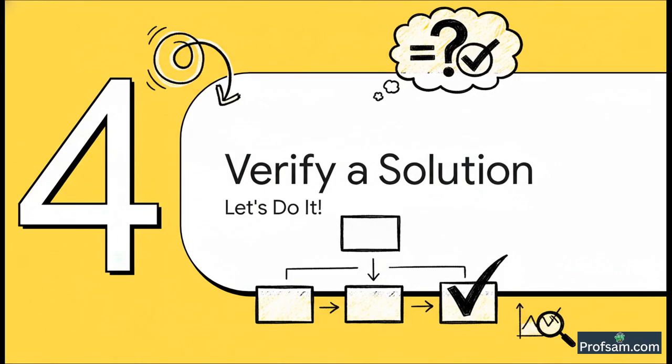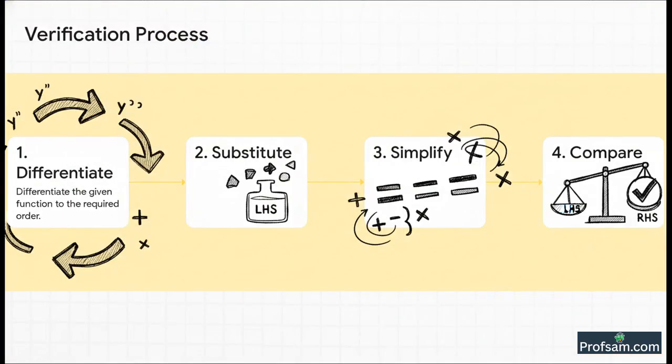Okay, enough theory. How do we actually prove that a given function is a solution? This is a really common question in exams, so let's walk through the process. And trust me, it's very, very straightforward. Here are the 4 simple steps. First, you differentiate the function they give you, as many times as the order of the differential equation. Second, you substitute everything, the original function and all its derivatives, into the left-hand side of the equation. Third, just use your algebra skills to simplify that left-hand side. And finally, fourth, you compare your result with the right-hand side. If they match, congratulations, you've verified it.